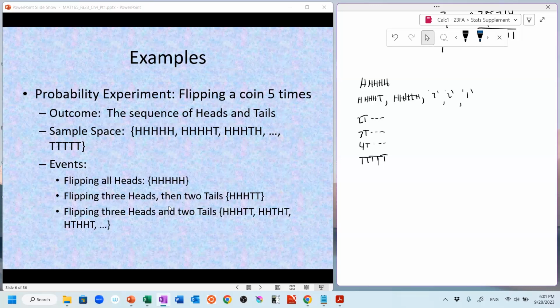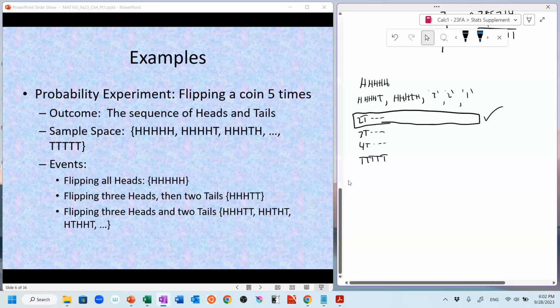Again, subtle difference in the language here, then versus and. When we just have and, we just need 3 heads and 2 tails on 5 flips. The ordering doesn't matter. So 3 heads, then 2 tails counts, but also heads, heads, tails counts, or there's a bunch of others that count. Any of these that would fall into this line here would be outcomes that count. They have 2 tails and therefore 3 heads.